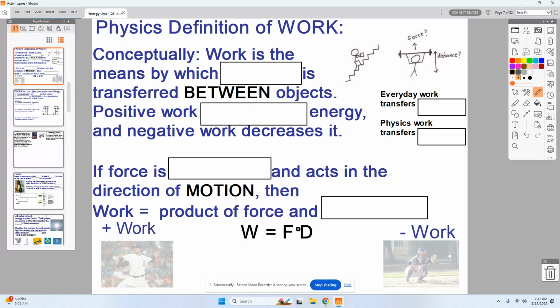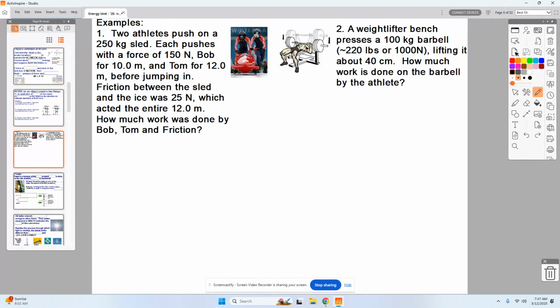Positive work versus negative work has to do with whether or not the force is in the same direction as the motion or opposite the direction of motion. And so let's go ahead and I'll put some numbers to this equation.